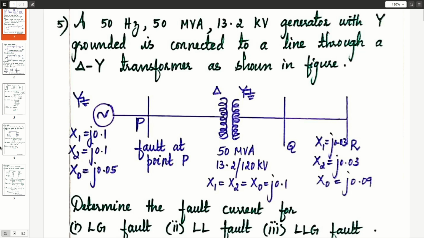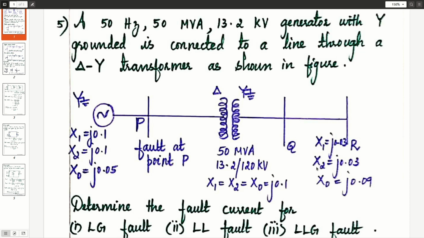So this is the given power system network consisting of a generator with star point solidly grounded, and the positive, negative and zero sequence reactances are given, followed by a transformer, then a transmission line. Point P is the point of fault, and the transformer rating is also given. The reactances of the transformer are also given, and the transmission line is section QR, whose reactances are given.